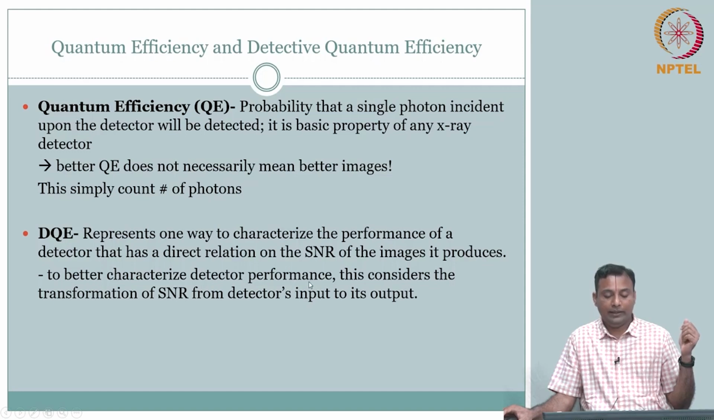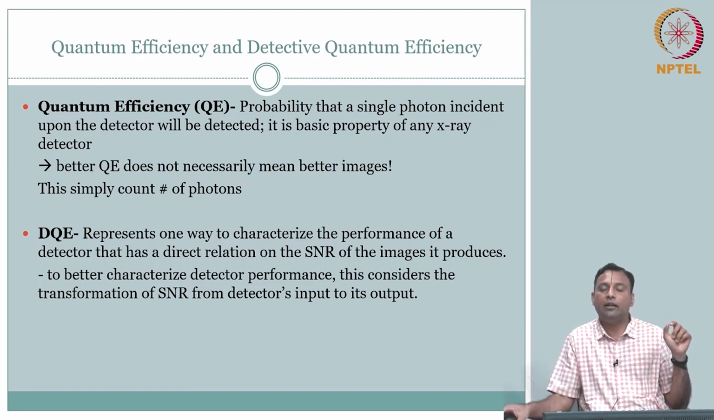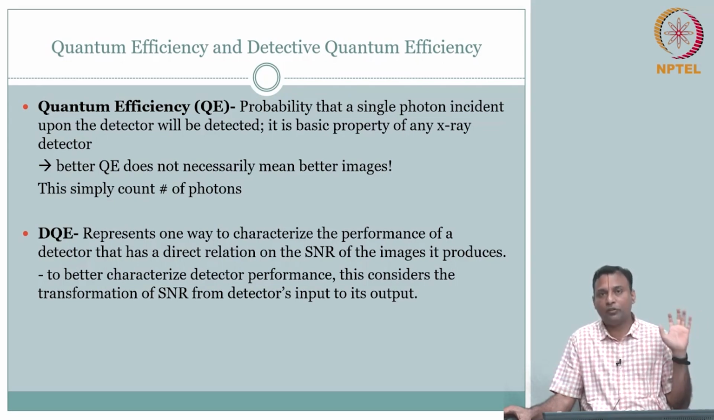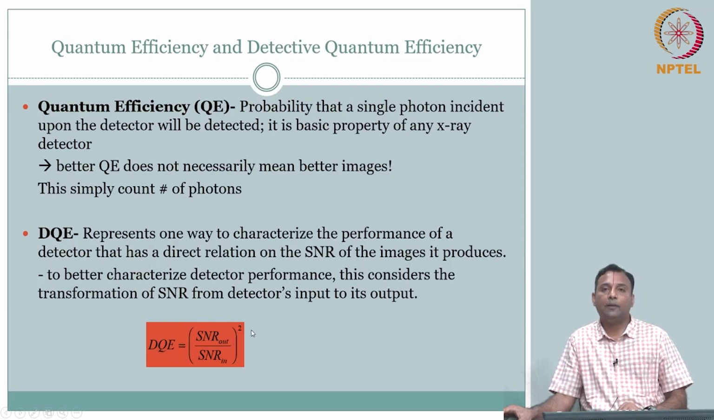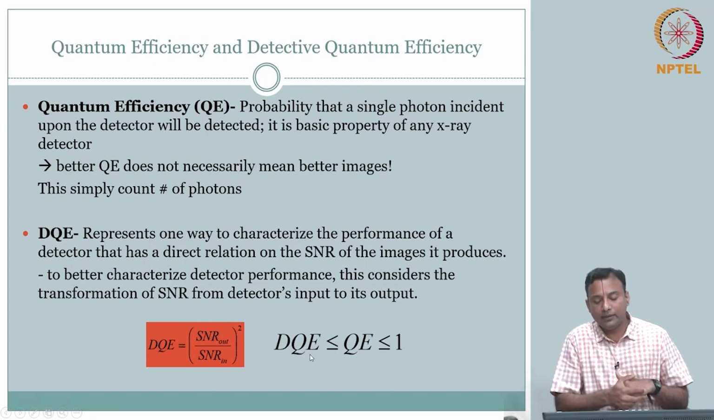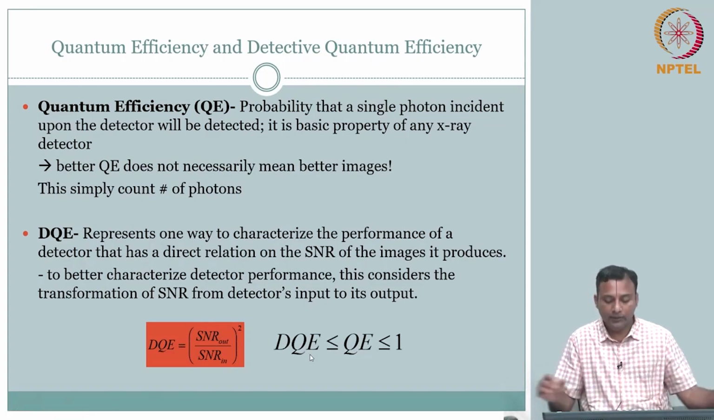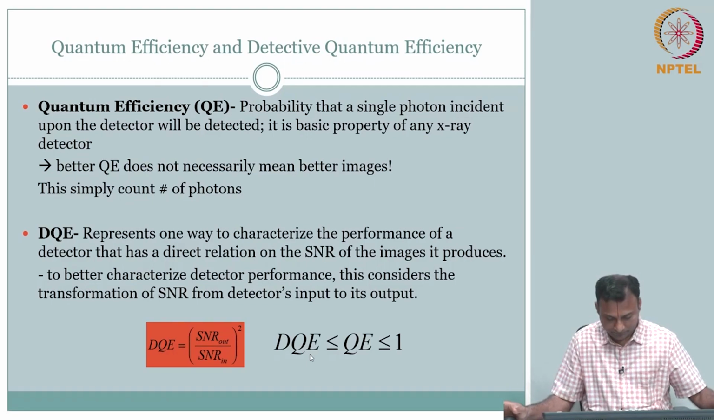So what we really want to characterize the performance of this detector is: is it able to transform the signal to noise ratio that is inherently there, how much of it is it able to capture. So DQE is SNR out by SNR in, square of that. Typical values you can get are like this: DQE is less than or equal to QE is less than or equal to 1.